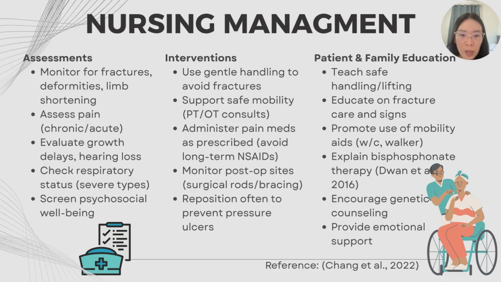Hi, this is Rachel. I'll be covering the nursing management of osteogenesis imperfecta. OI is a genetic disorder characterized by fragile bones that break easily, so our nursing care must be extremely gentle and supportive, not just physical but emotionally too. So let's start with assessment.